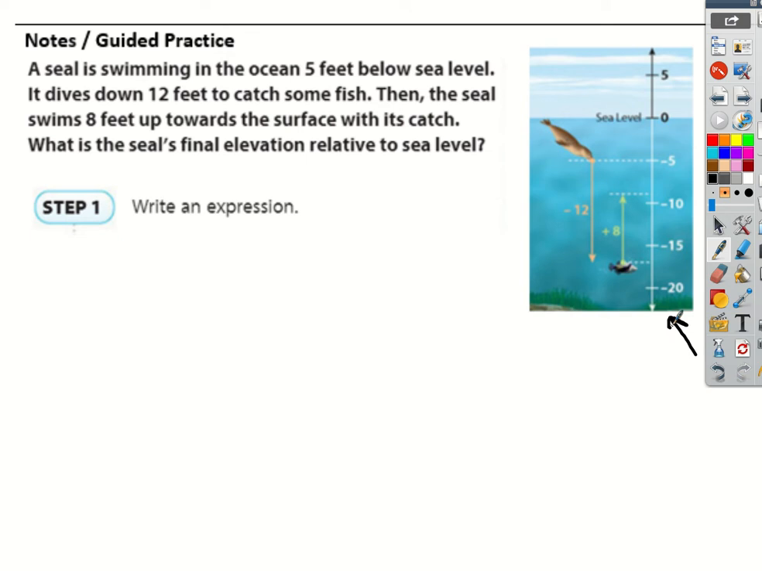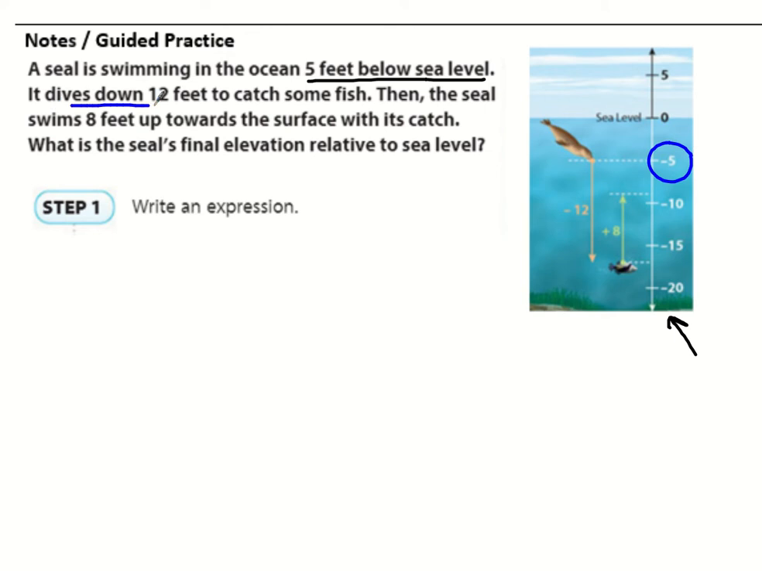So if you look here, you're looking at the seal starting at 5 feet below sea level, which is a -5. Then it says it dives down 12 feet. So they're showing you that it goes down 12 feet. And then the seal swims up 8 feet. So then they're showing you again the upward movement of +8. And it's asking you, what is the seal's final elevation relative to sea level?